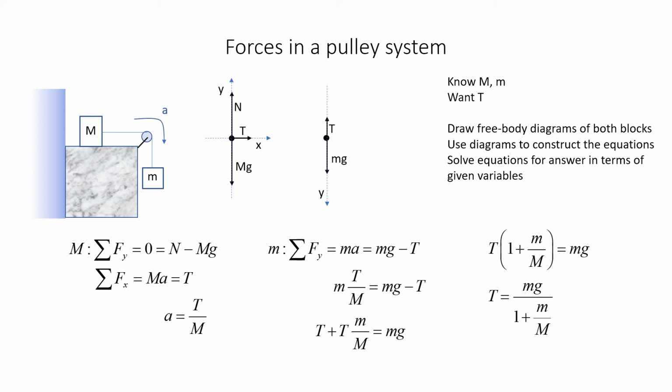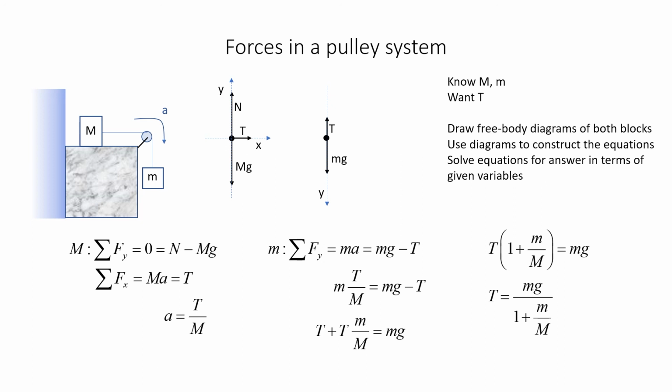Notice the units work out okay. The denominator is unitless, and mg has units of force, or newtons. Another interesting thing here is that it depends on the ratio of the two masses. Notice if the large mass gets very large, then the tension goes to mg because the denominator just goes to 1. Little m over big M goes to 0. That makes sense because if the very big mass was extremely large, then the little mass would almost be like it was hooked right to the wall.